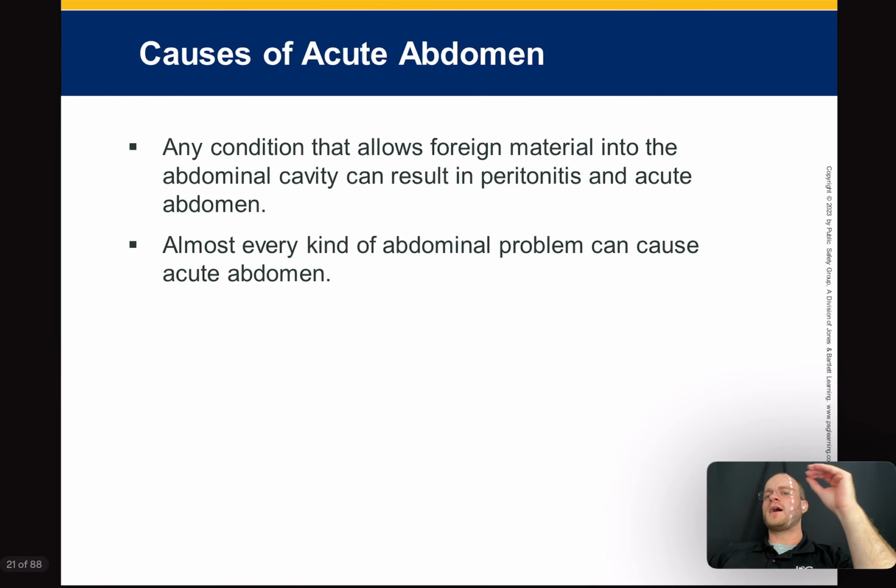Now, any condition that allows foreign material into the abdominal cavity can result in peritonitis and acute abdomen. So that would be food products or fluid or blood or pus or bacteria or whatever, it can lead to peritonitis or the acute abdomen, okay? And so almost every kind of abdominal pain can cause acute abdomen.